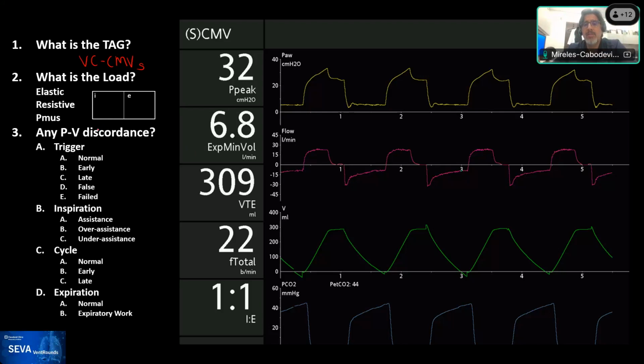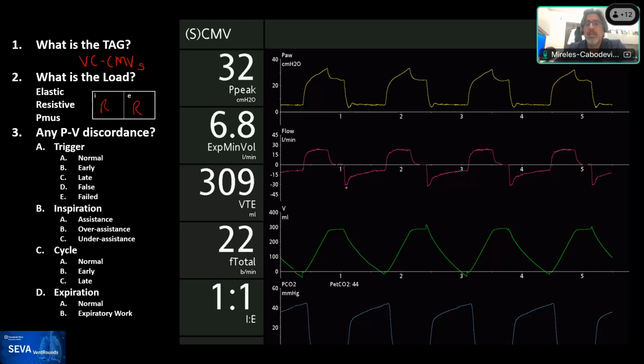Is it elastic or resistive? All right, let's start seeing some. And so I see a fair amount of resistive loads coming through. And so during inspiration, there are some features that tell us that there's resistive, and also during exhalation. So I'm going to start just for the sake of it from exhalation, and then we'll spend some time during inspiration, just because of the teaching point that will appear soon.